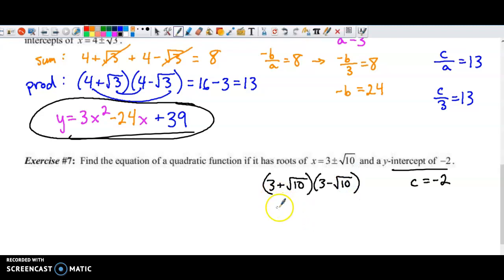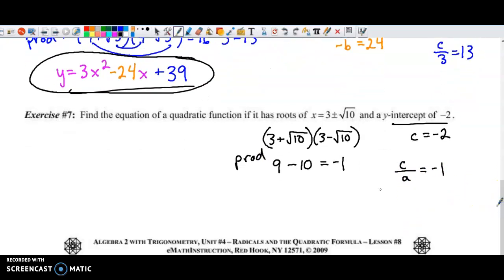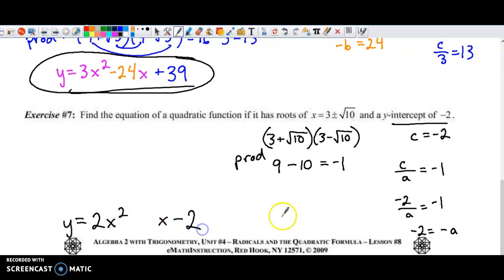And again, we've been doing work with foiling and conjugates, so you get 9. The outside and inside terms will cancel. And then root 10 times root 10 is just 10. So the product of the roots needs to be negative 1. And remember, our formula was c over a needs to equal the product of negative 1. And now that we know that the c value is negative 2, I can cross multiply. Multiply the a over, so negative 2 equals negative a. So a must equal positive 2. So 2x squared, I don't know what the x term is, but I do know that my constant is negative 2.